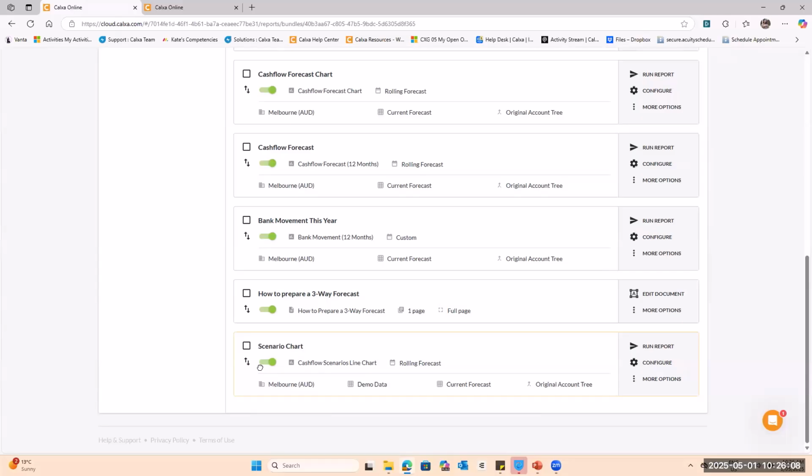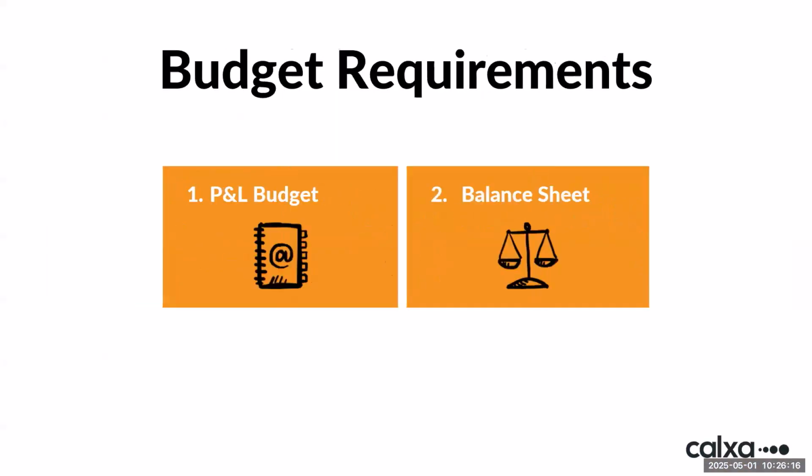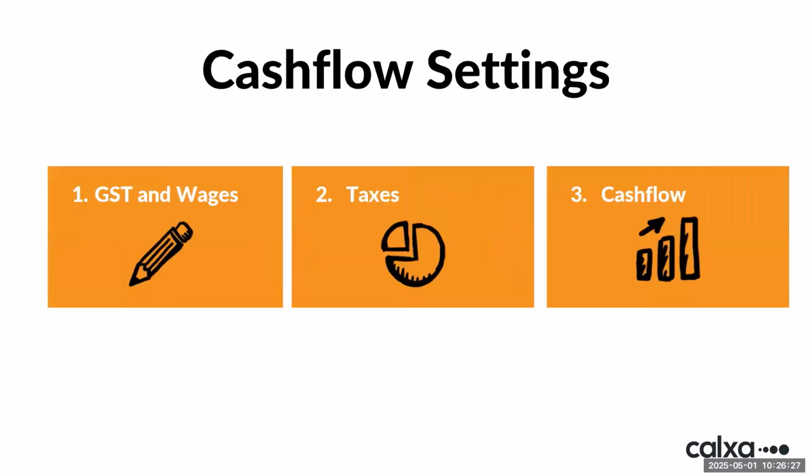Okay, now I think here I've covered everything off. So let's just jump back into the agenda and make sure that I have. So I'll go back here. Okay, so we've got our budget requirements. And so that's what you'll need in terms of the P&L and balance sheet budgets and how to enter in budget items too. Then we also looked at the cash flow settings, talked about GST and wages and setting up the company tax settings and a couple of other items on them.